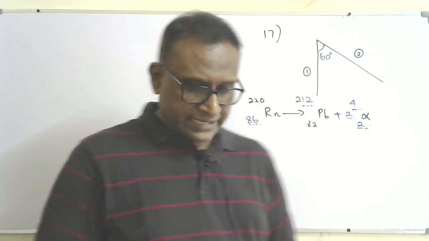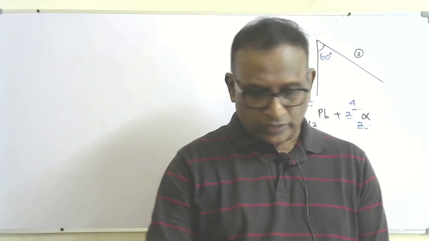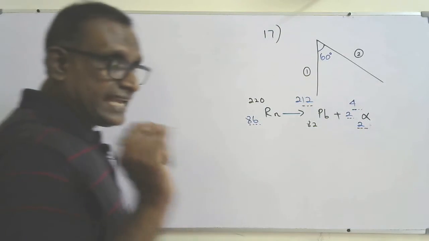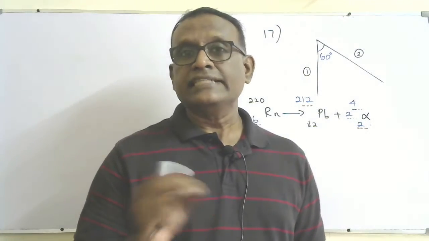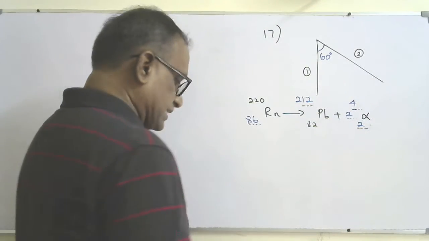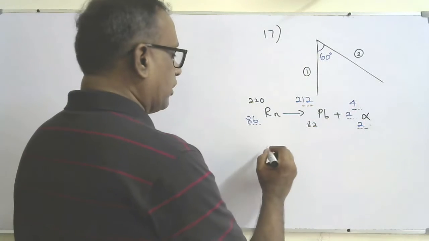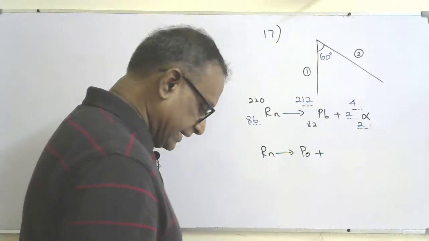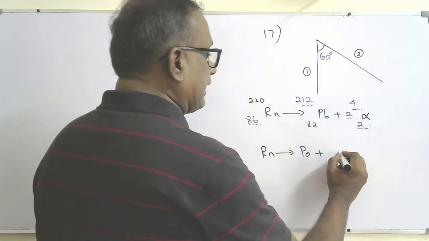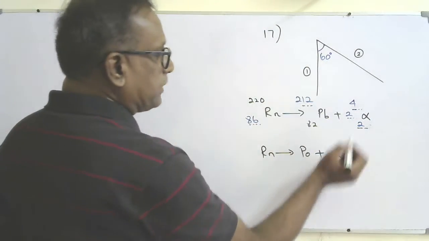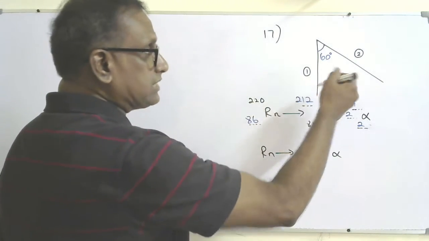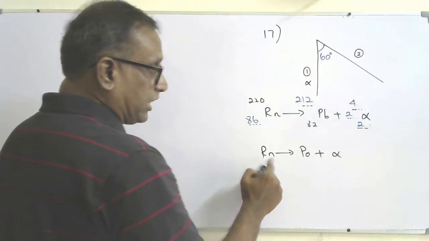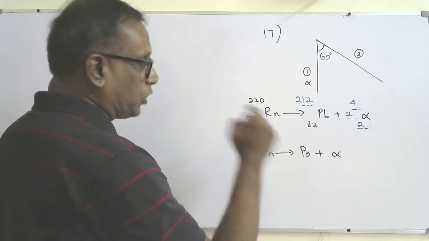Okay, so now what's happening? We'll analyze it first. Initially, there's a radon. So radon was stationary initially. Then radon is decaying into polonium, creating polonium and an alpha particle. So one of the tracks belongs to this alpha particle. We don't know which track, so we'll take the first track as the alpha created by the first decay of radon into polonium.